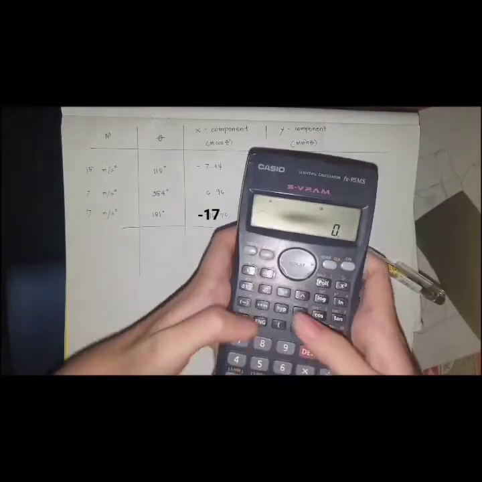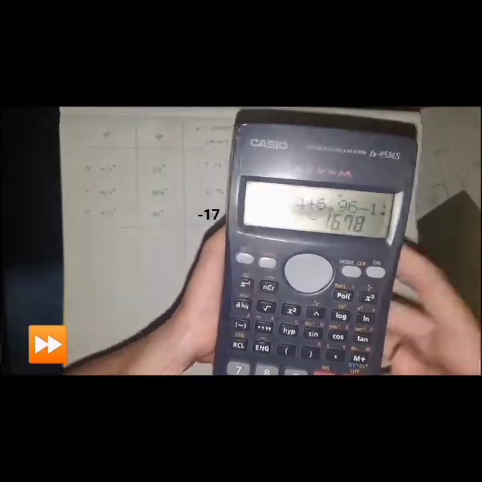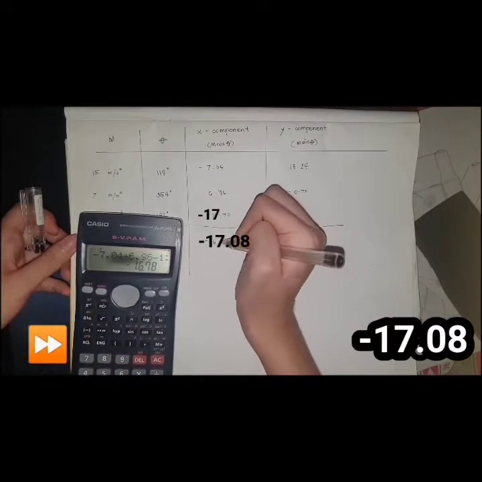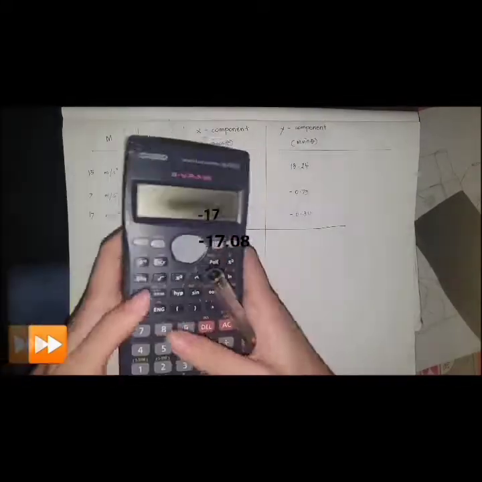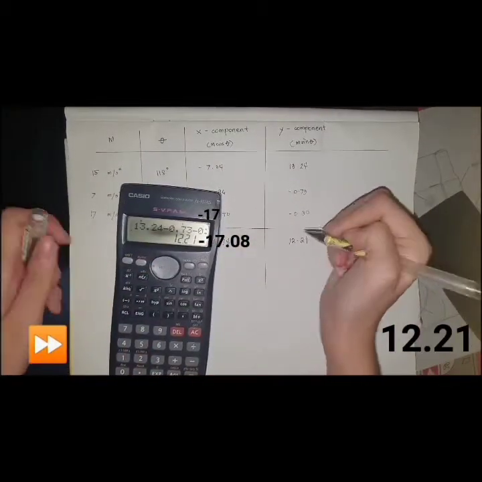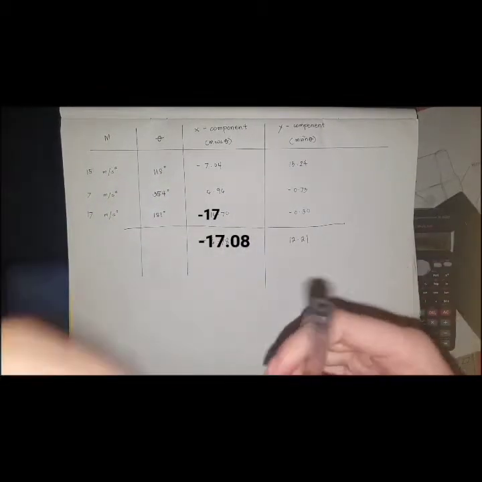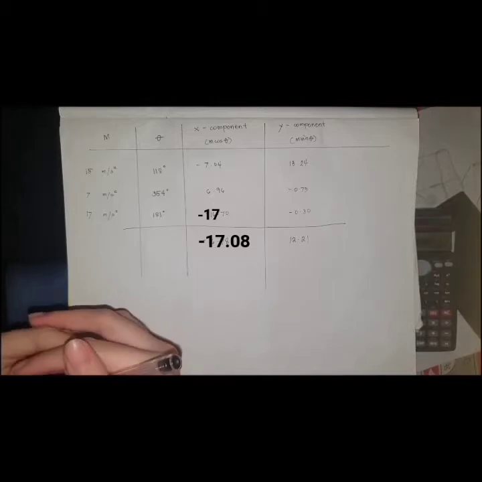Let's find the summation of each component. This may take a while. Negative 7.04 plus 6.86 minus 16.70 is equal to negative 16.28. And then the other one is 13.24 minus 0.73 minus 0.30, which is equal to 12.21. And this is not the end, guys. We have to solve the other one. We have to find the resultant.